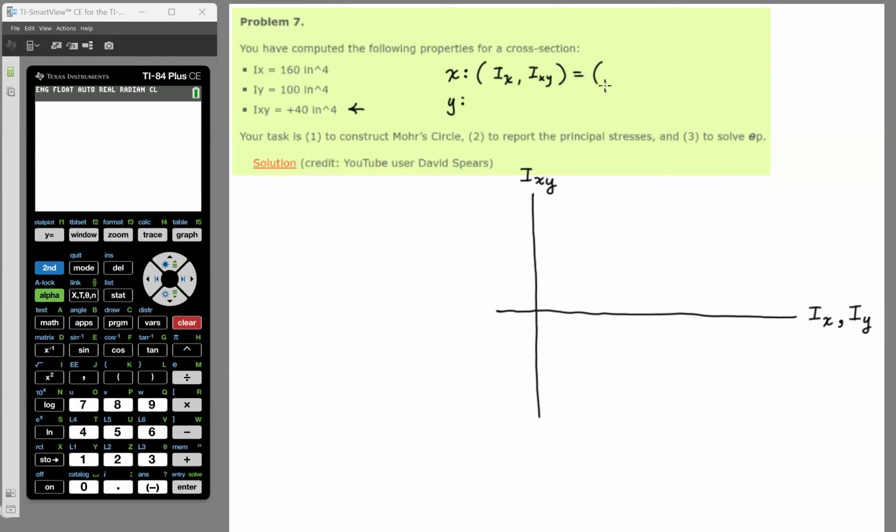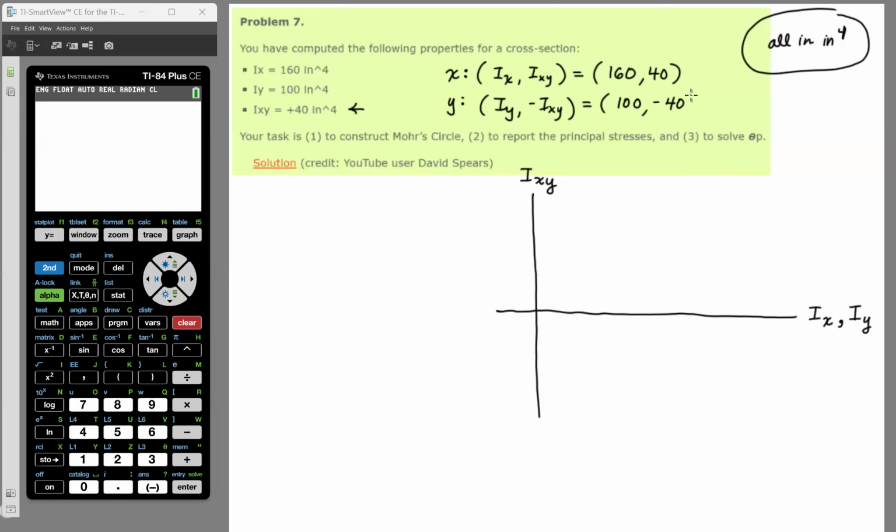So IX is 160. IXY is 40. This is all in inches to the fourth. My y point, I just do IY comma negative IXY equals 100 comma negative 40.